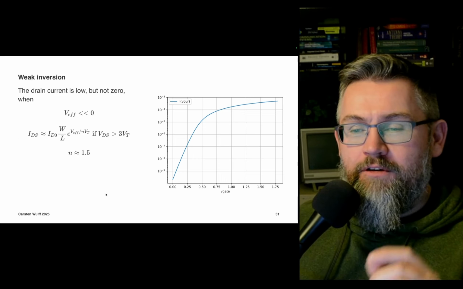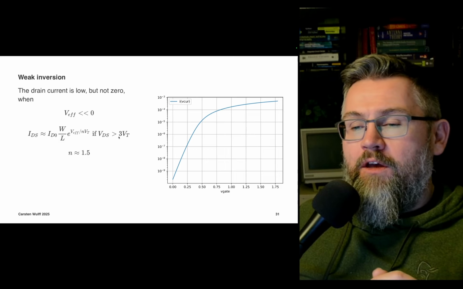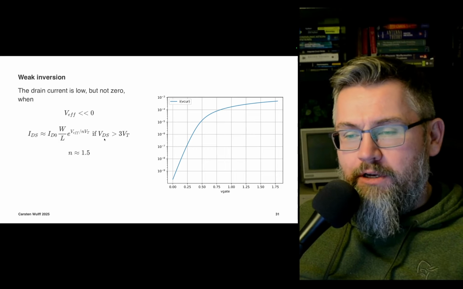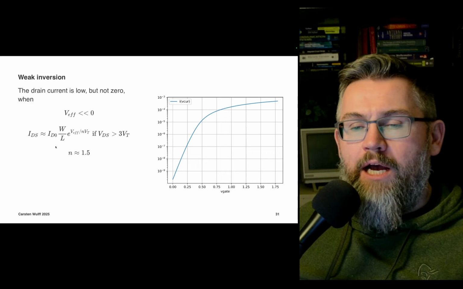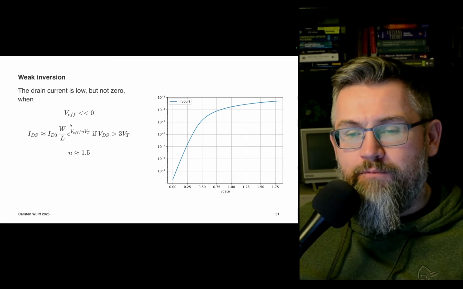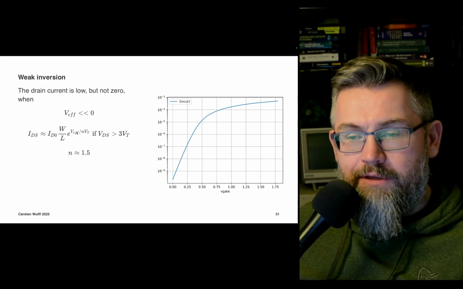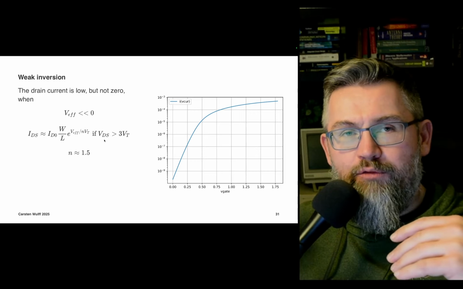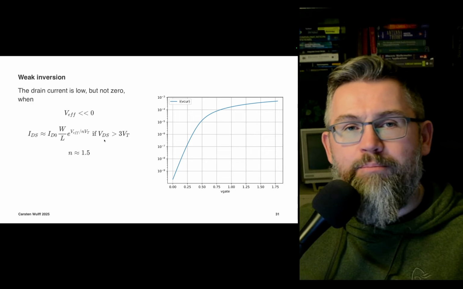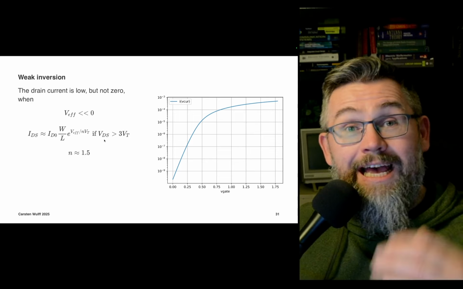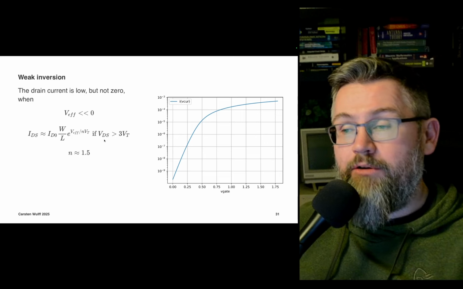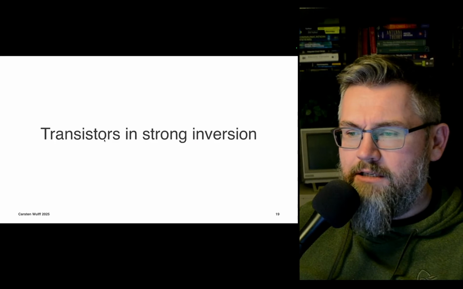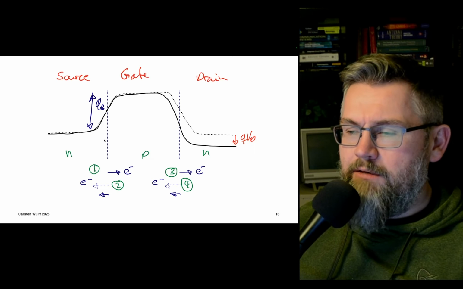In weak inversion, I've said this before, but maybe I didn't say that earlier. We have this function for drain source current that is a function of the V effective. But that only applies if the drain source voltage is larger than about 3 thermal voltages. And that comes back to this energy barrier that we talked about on the weak inversion. Let's go quickly back through that, because I didn't mention that.